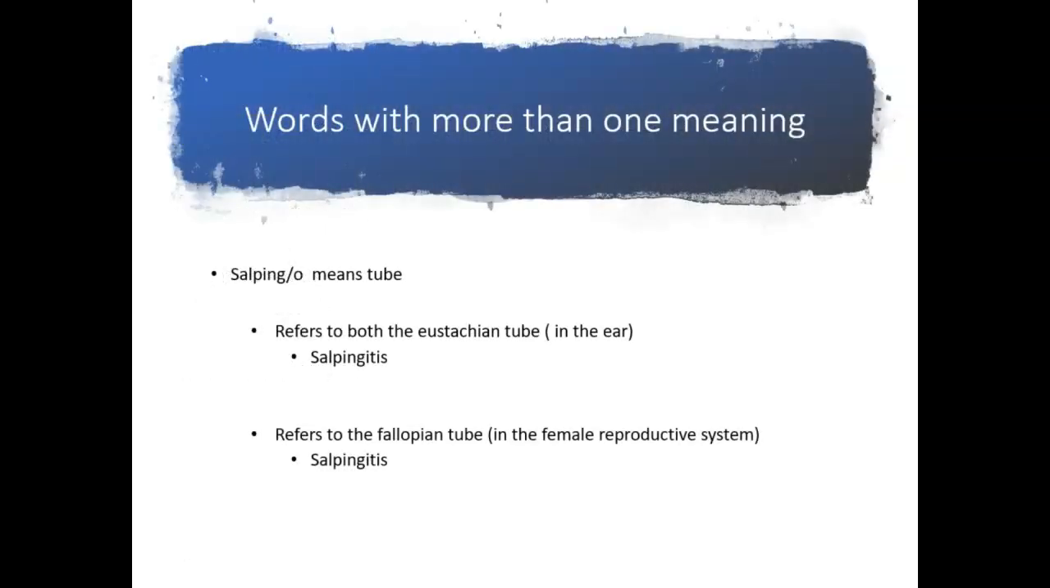Now, there are words that have more than one meaning. Salpingo is an example. Salpingo means tube, and it can refer to the eustachian tube in the ear. It can also refer to the fallopian tube because it also is a tube, salpingitis, which is in the female reproductive system. So we have to pay close attention to what we're reading in the anatomical part.